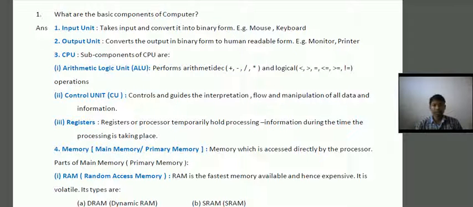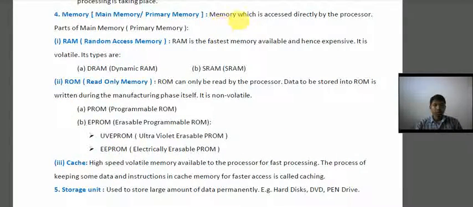The next is main memory, or the primary memory. It is the memory which is accessed directly by the processor. Okay, this memory is accessed directly by the processor means the processor just executes from this memory. The parts of the main memory are, first RAM and next ROM. RAM is the fastest memory available and hence expensive, since it is fast, that's why expensive. It is volatile, means once the current goes, the data is deleted.